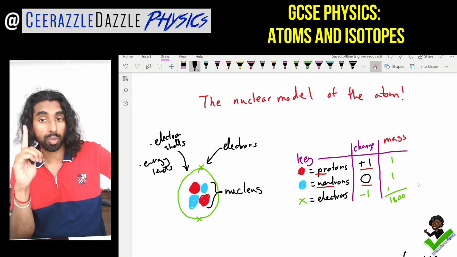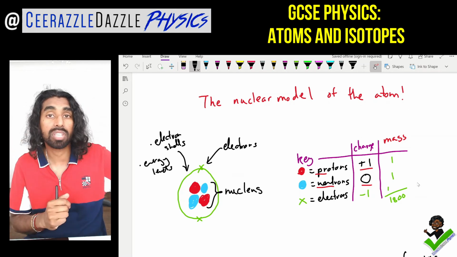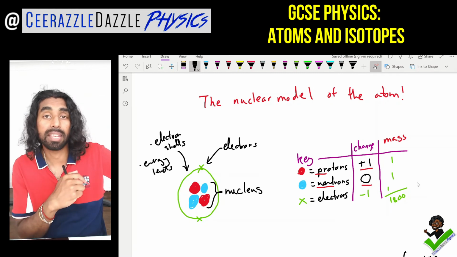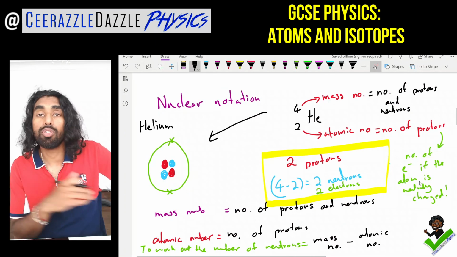Protons have a charge of +1, the mass of 1. Neutrons have a charge of 0 and a mass of 1. Electrons have a charge of -1 and a mass of 1/1800.